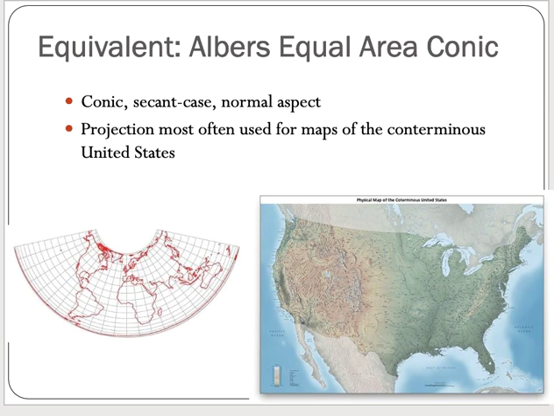Next, we have the equivalent map projection. And an example of the equivalent map projection is Albers equal area conic. Again, it has a conic surface projection, and it's a secant case, meaning there are two standard parallels, and it's a normal aspect, so a normal positioning of the cone surface projection. Projection most often used for maps of the United States.